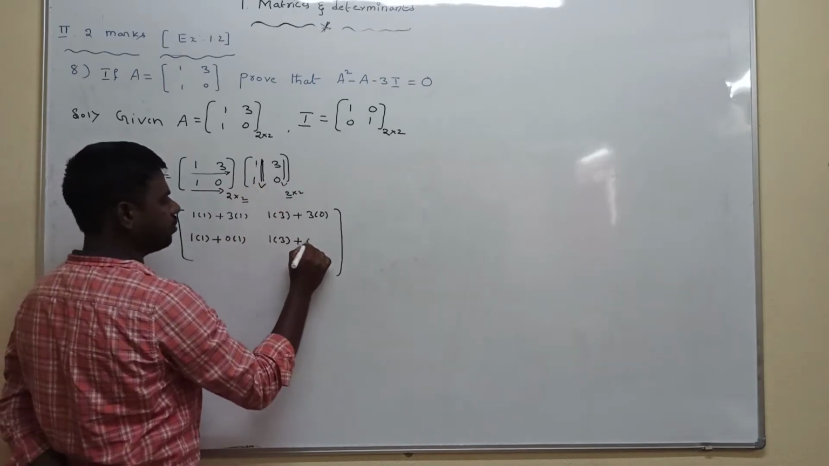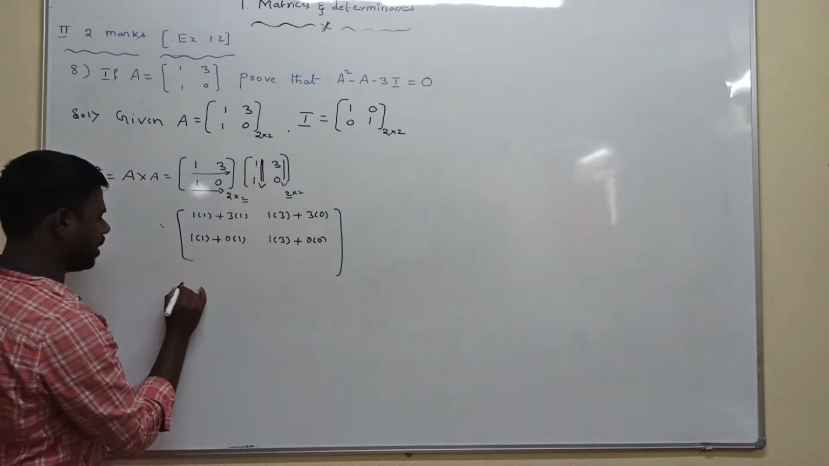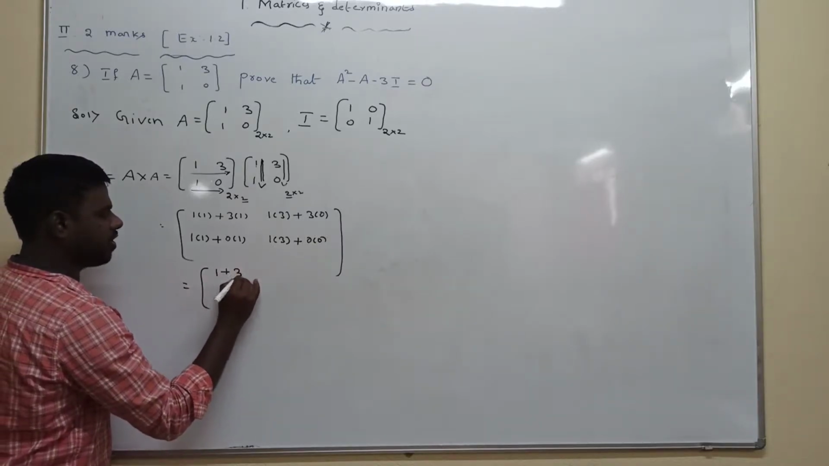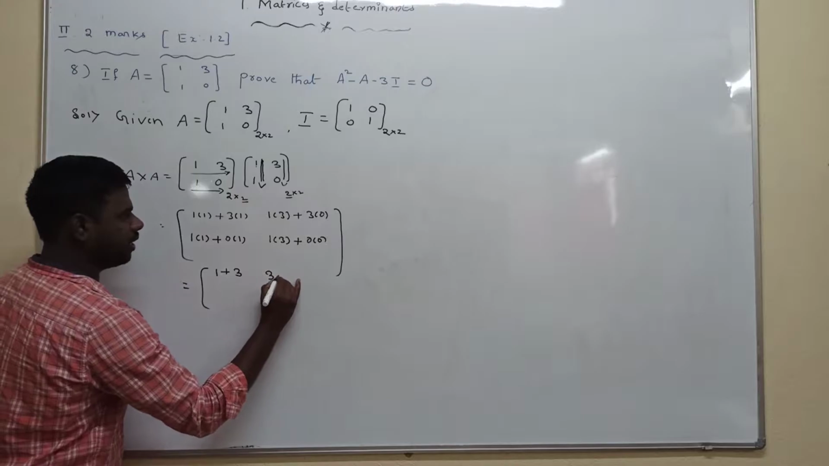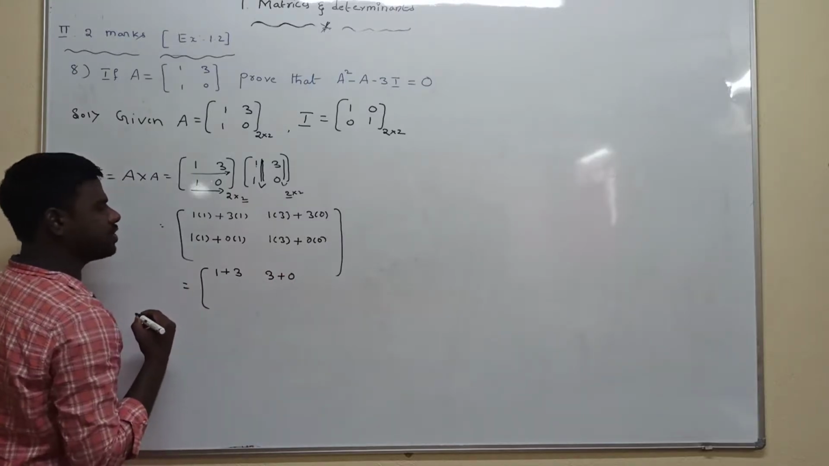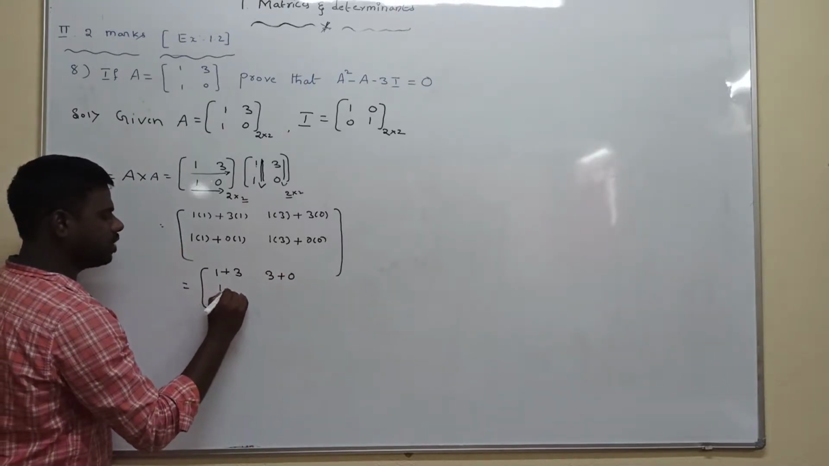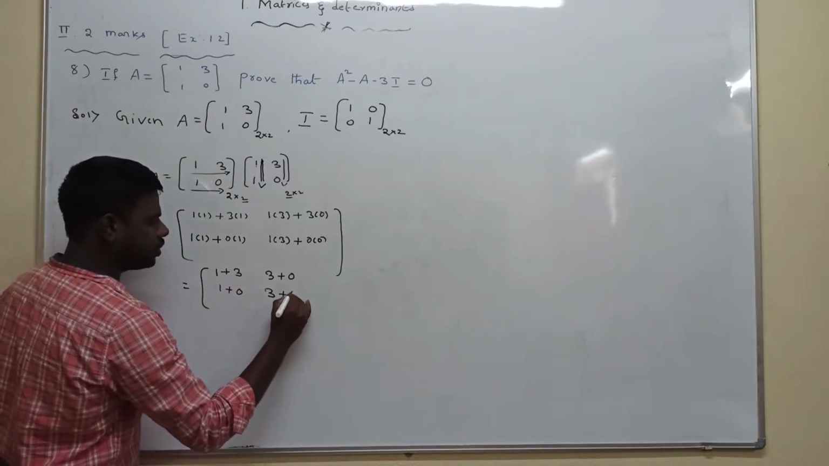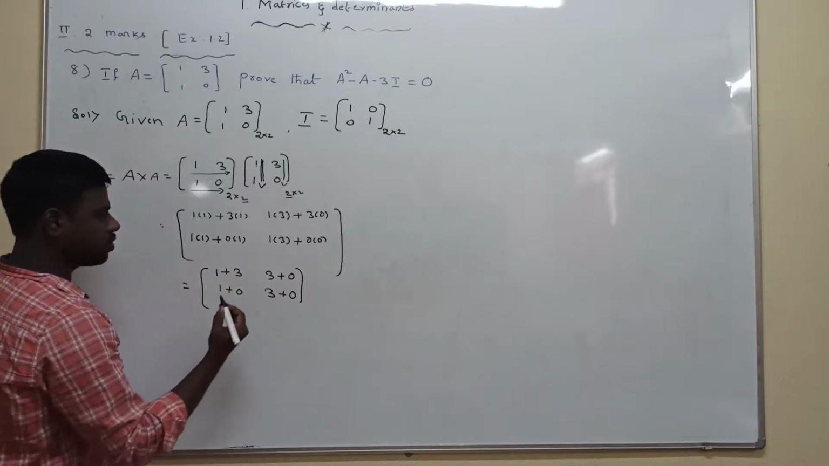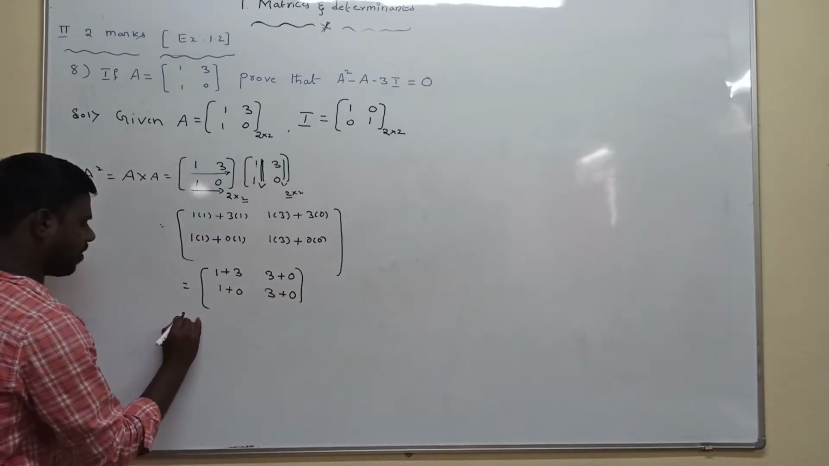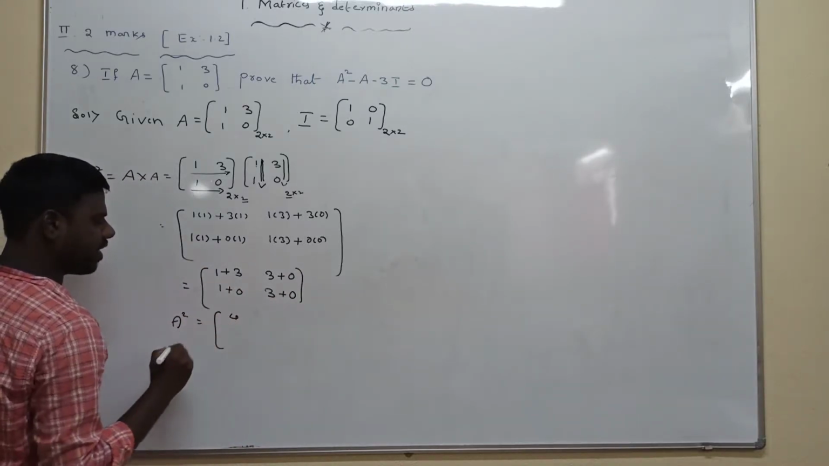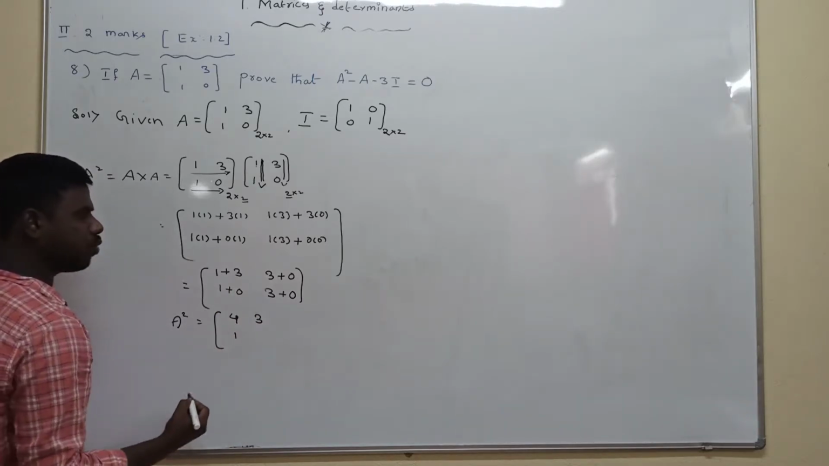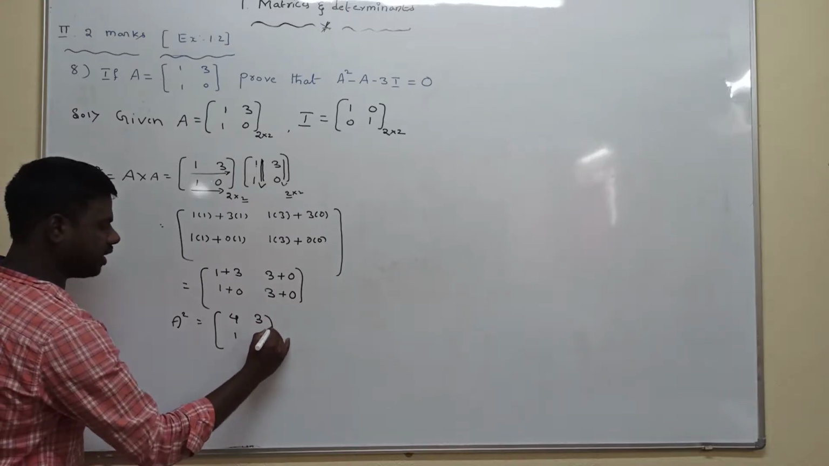plus 0 into 0. So finally we get the A square matrix: 1 into 1 is 1, plus 3 into 1 is 3; 1 into 3 is 3, plus 3 into 0 is 0; 1 into 1 is 1, 0 into anything is 0; 1 into 3 is 3, plus 0 into anything is 0. So finally A square is: 1 plus 3 is 4, 3 plus 0 is 3, 1 plus 0 is 1, 3 plus 0 is 3.